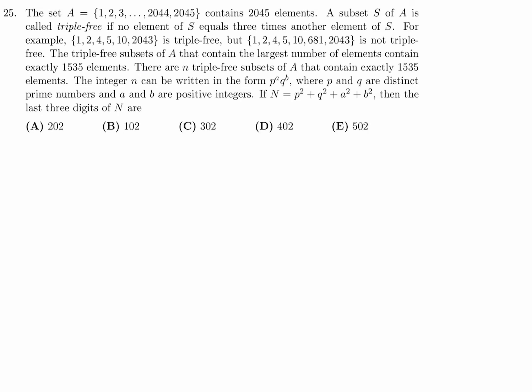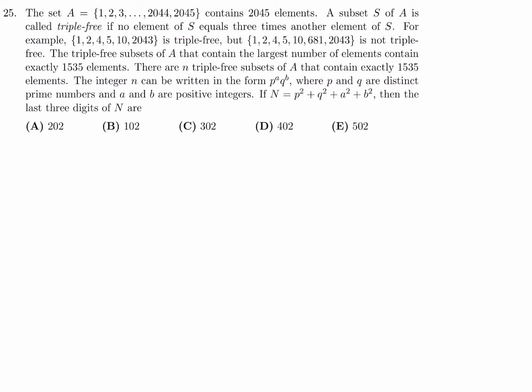The set A = {1, 2, ..., 2045} contains 2045 elements. A subset S of A is called triple free if no element of S equals 3 times another element of S. For example, {1, 2, 4, 5, 10, 204, 3} is triple free, but {1, 2, 4, 5, 10, 6, 8, 1, 204, 3} is not triple free.